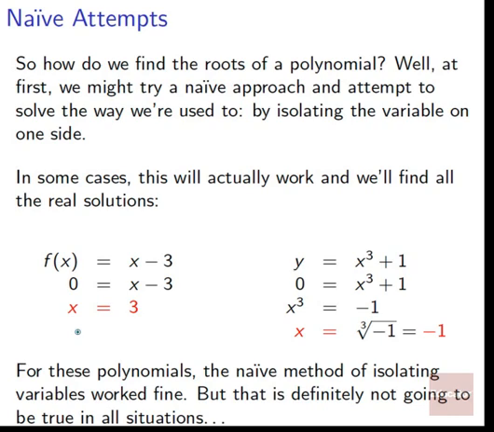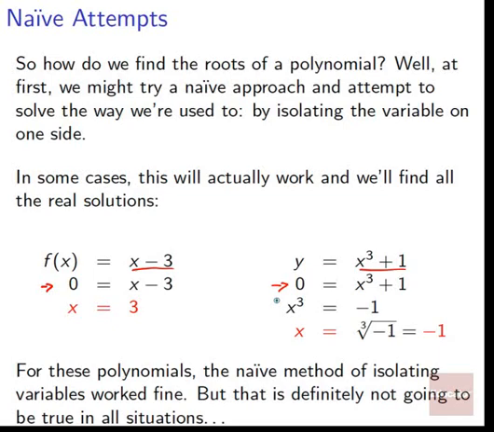Now, in some cases, this will actually work and we'll find all the real solutions. For example, if we've got f of x equals x minus 3, then we set it equal to 0 because we're looking for the roots. We're looking for when 0 equals x minus 3. We move that over and we get x equals 3. Great. Or if we had y equals x cubed plus 1, we set that to 0, and we have 0 equals x cubed plus 1, because we're looking for what x's cause us to have 0 equals x cubed plus 1. So we've got x cubed equals negative 1, we take the cube root of both sides, and we get x equals cube root of negative 1, which is also just negative 1.